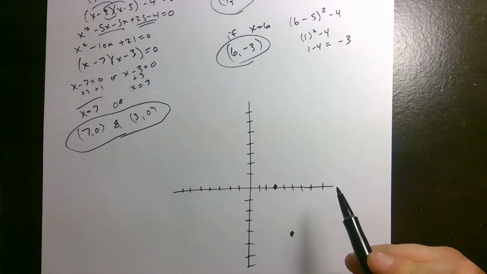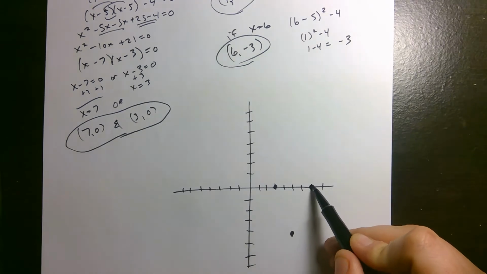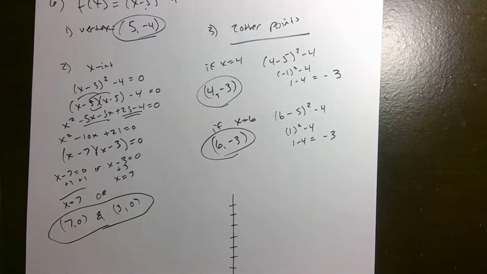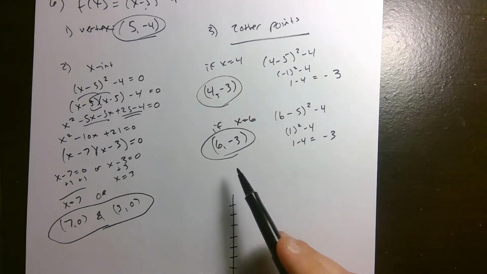So (3, 0) and (7, 0): 3, 4, 5, 6, 7. Okay, so I have these. And then I'm going to graph the point (4, -3). So I'm going to go right 4, 1, 2, 3, 4, and down 3. And then I'm going to graph the point (6, -3).